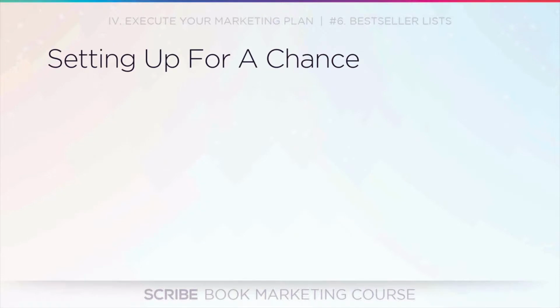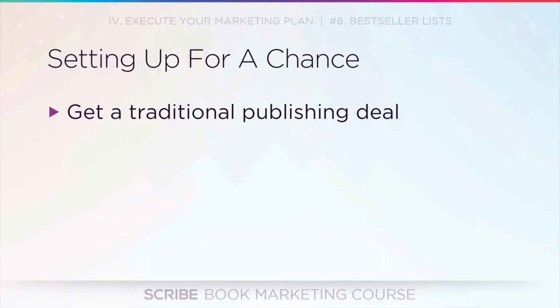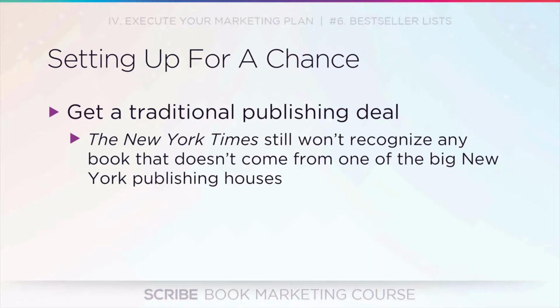Now, the next thing we're going to talk about is setting yourself up for a chance to hit the list. In order to have a chance at getting on the major bestseller list, you have to do all of these things, all of them. One is you have to get a traditional publishing deal. With the exception of a few fiction genres, the New York Times doesn't recognize as valid any book that doesn't come from the big New York publishing houses. They literally won't put it on their list.